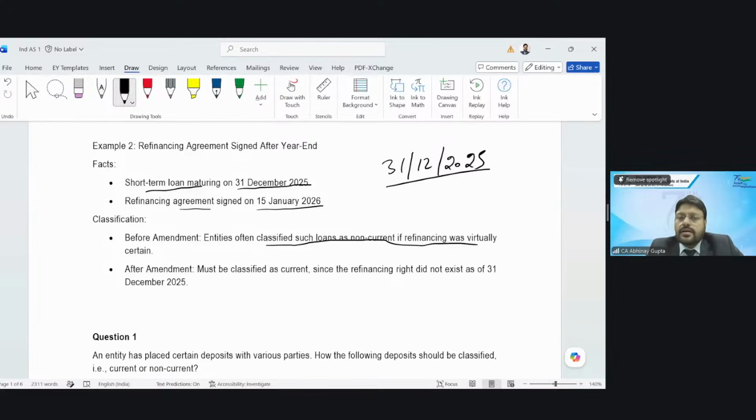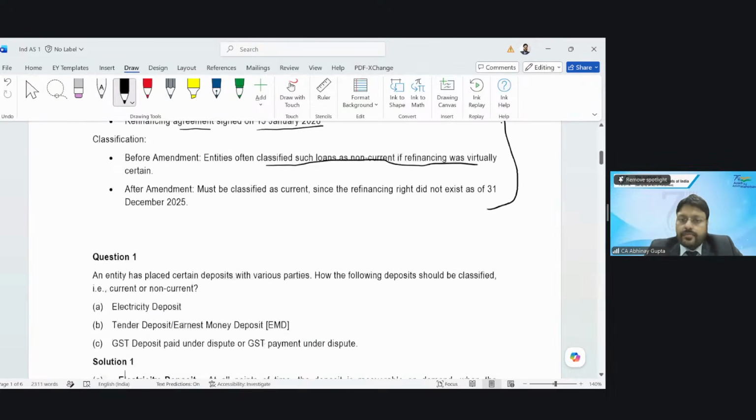So let's go ahead and change the presentation from current to non-current. Earlier it was possible, but now after this amendment, it is not possible. After the amendment, it has to be classified as current liability only on your balance sheet, unless and until the refinancing agreement is signed on or before the reporting date, right? So that is another situation where, in current non-current classification, we need to be very careful, right?